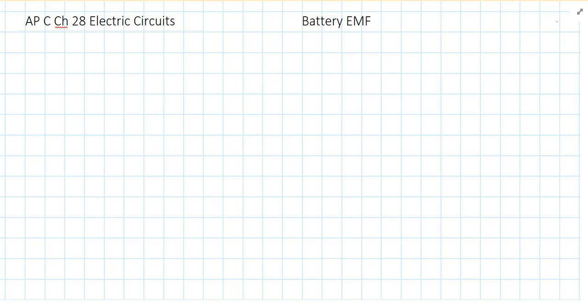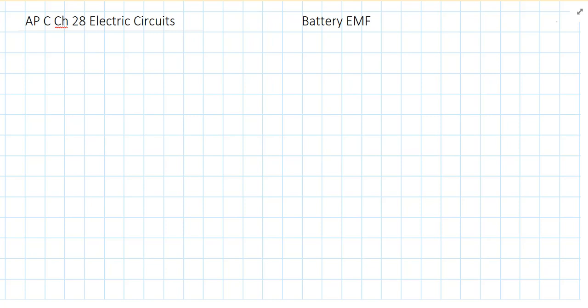Hey folks, today we're going to start talking about electric circuits. And specifically today we're going to talk about reality. And that being, everything has resistance, including batteries and wires and so on, that you can't eliminate in a real life circuit.